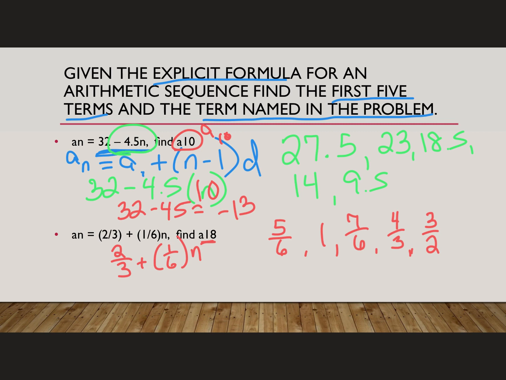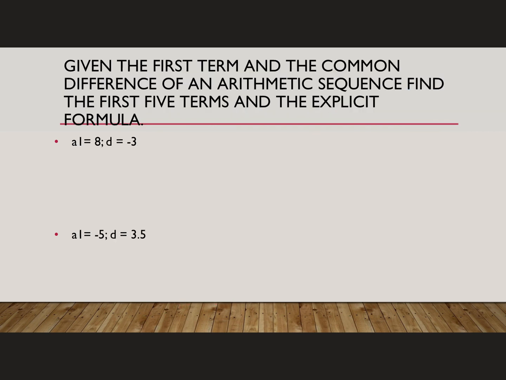Find the 18th term. All we're going to do is substitute 18 in for n. So 1/6 times 18 gives me 3. So it'll be 11/3. That would be A sub 18. Okay, not too bad.